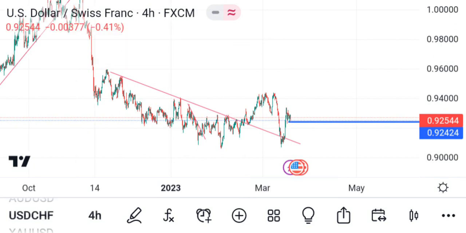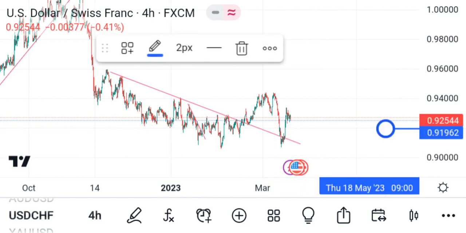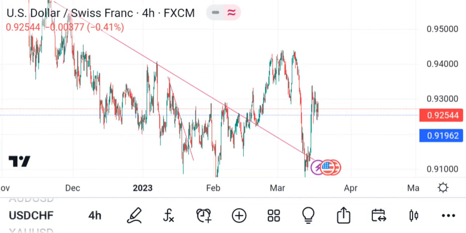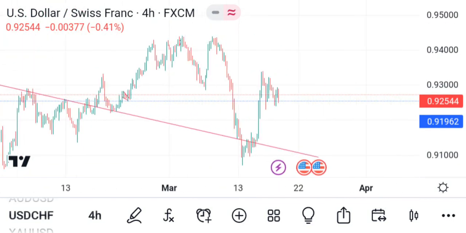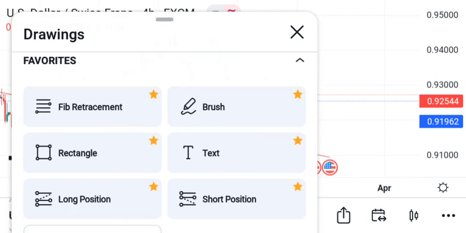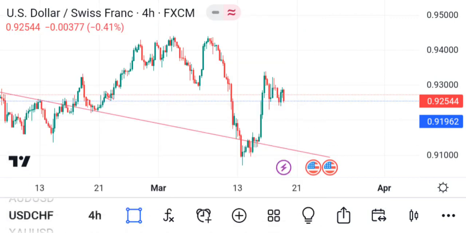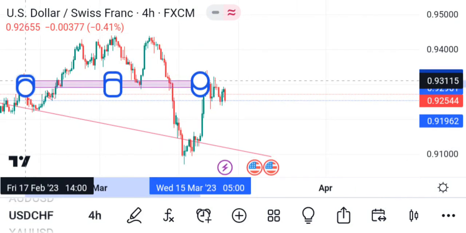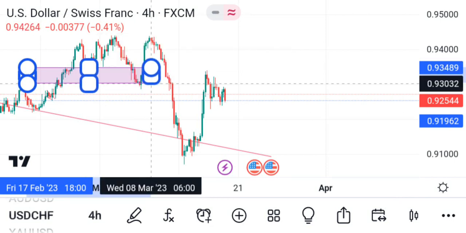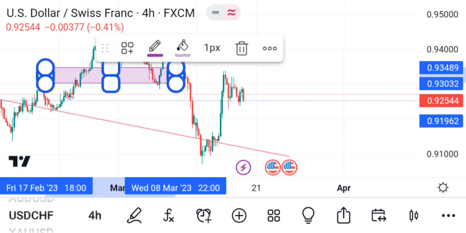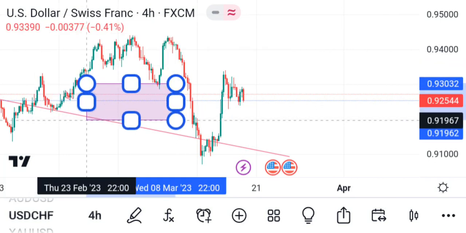And what did we get? Let me pull this out. We got a breakout that led to a pullback to grab out liquidity from this zone here. The market actually grabbed liquidity from this zone here. This whole zone, liquidity was grabbed out.